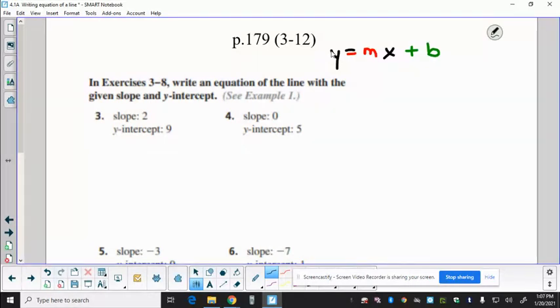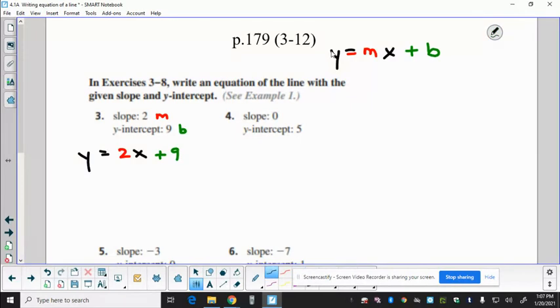These are pretty simple. So I'm going to identify a couple things. Here's my slope. Here's my y-intercept. See that? So I'm going to go ahead and just put those numbers in my equation. Here's the answer number 3. Y equals mx plus b. Just merely taking those numbers, putting them into the correct locations.